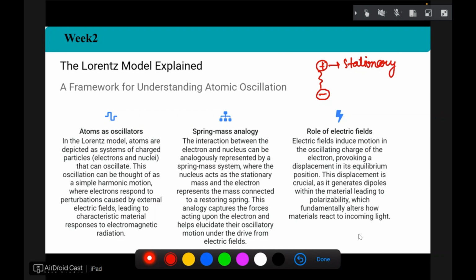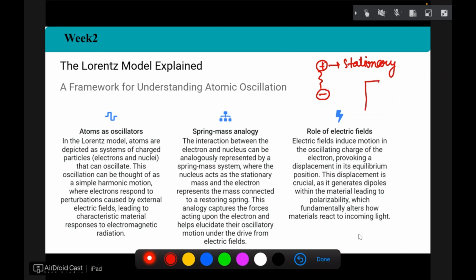and the electron represents the mass connected to a restoring spring. This analogy captures the forces acting upon the electron and helps elucidate their oscillatory motion under the drive from electric fields. Then, what is the role of electric fields? The electric fields induce motion in the oscillating charge of the electron, provoking a displacement in its equilibrium position. This displacement is crucial since it will generate a dipole in the material.